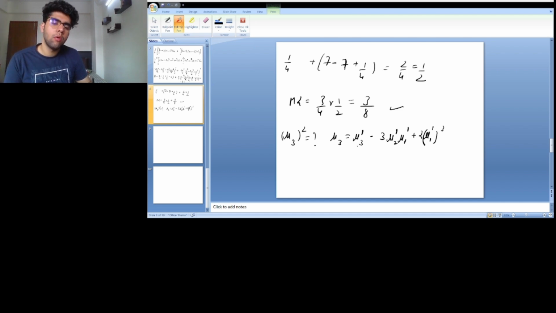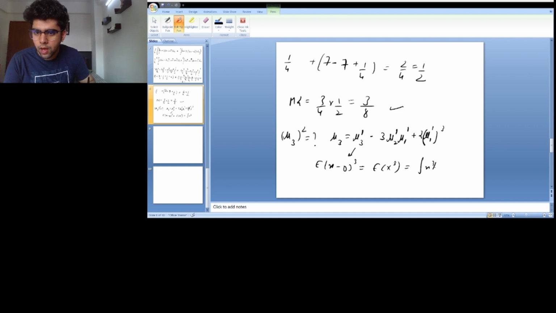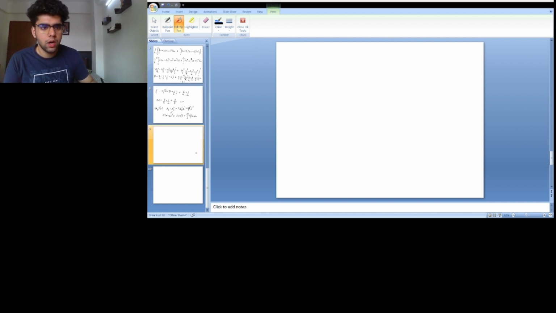So first, the third moment with respect to the origin. This implies E, expected value of x minus 0 whole cube. So we just have to find out this E x cube, which is the integral of x cube f(x) dx with limits 0 and 2. Can I find this now? I need to go to a new page.